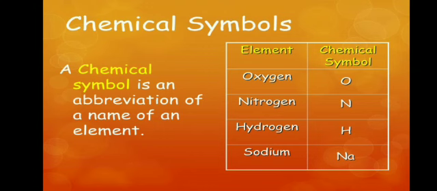Now, let's see about chemical symbols. A chemical symbol is an abbreviation of the name of an element. For example, the element oxygen has the symbol O. The element nitrogen has the symbol N. For hydrogen, it's H. And for sodium, it's Na. The first three elements get the chemical symbol right from the first letter of the word, whereas the fourth element, sodium, gets its chemical symbol from its Latin name.